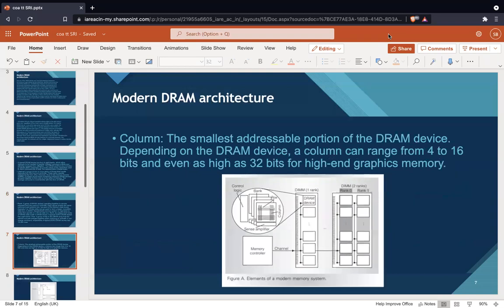Column. The smallest addressable portion of the DRAM device. Depending on the DRAM device, the column can range from 4 to 16 bits and even as high as 32 bits for high-end graphics memory. You can see the figure of elements of a modern memory system.